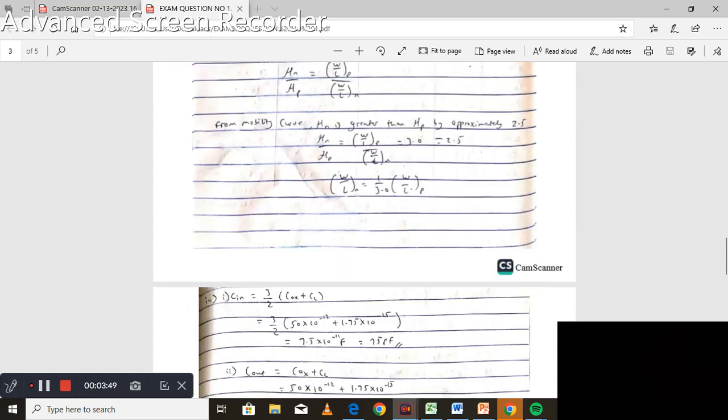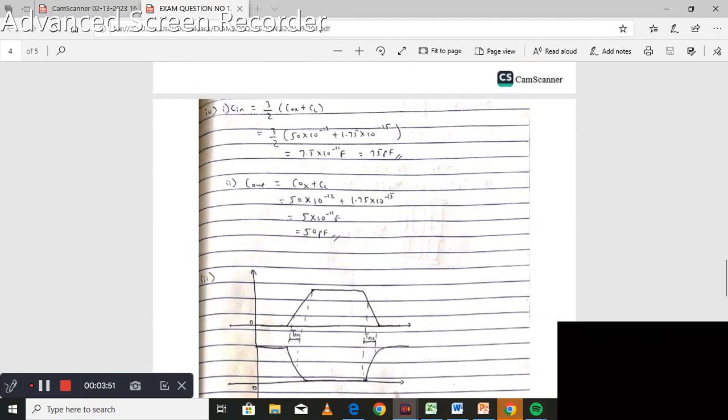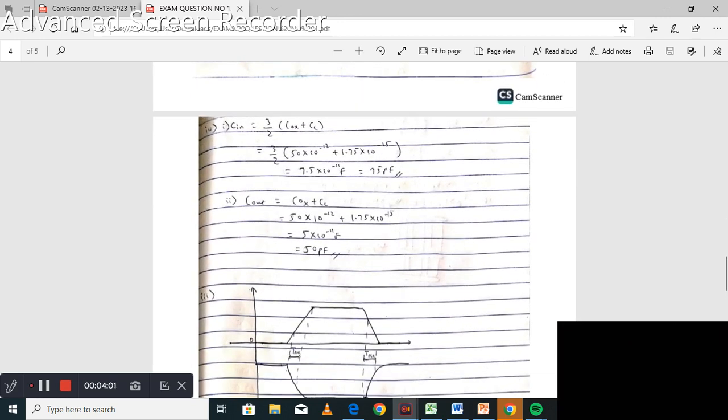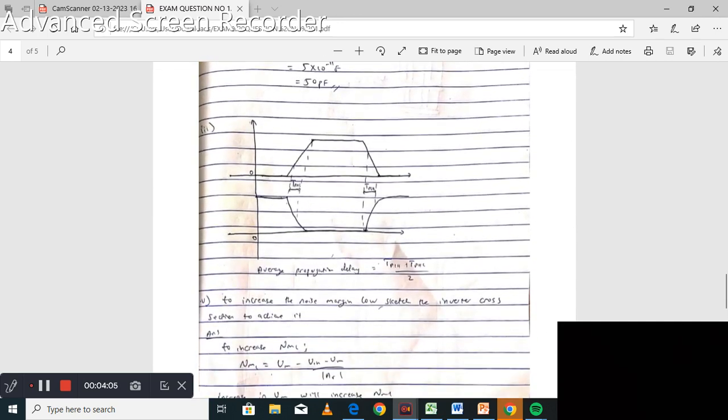These questions 2 and 3 can be gotten from the formula sheet. This is the formula for the C input and the C output. If we add them, they become the C total. But I was asked to find the C input and the C output. So we have this, we have this.